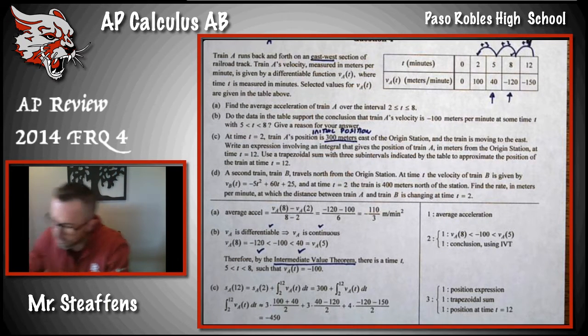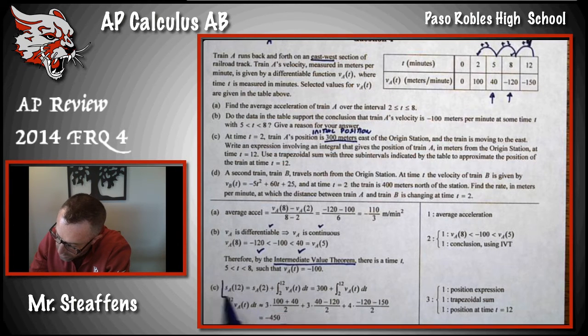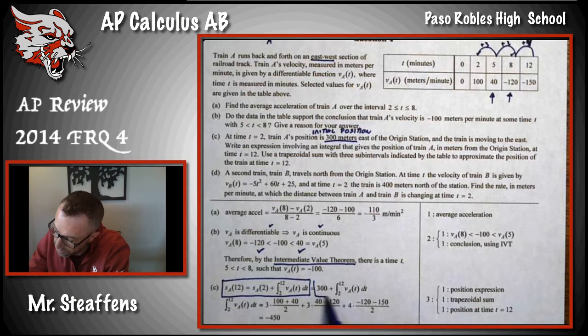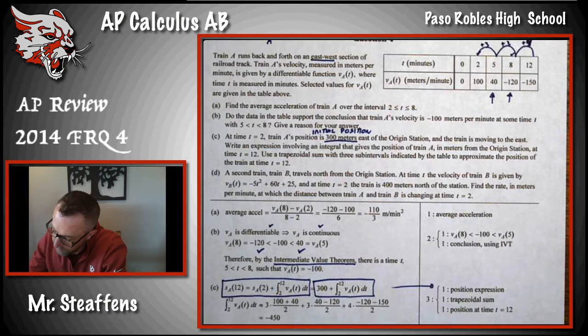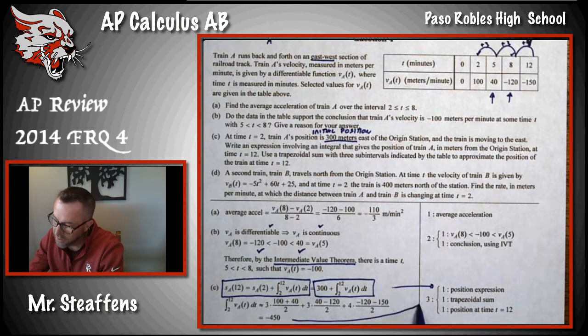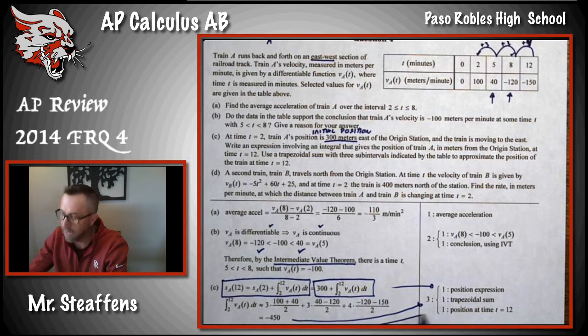All right. So if I do all the math here, these add up to negative 450, which sounds great, but remember I did start at 300. So I get negative 450, negative 250. So I get a point for my expression. I would want to make sure that I write this expression, because this will get me 1 point immediately in the problem. I do get 1 point for my trapezoidal sum if it's all done correctly. And if my final position at T12 is correct, I get my other point.